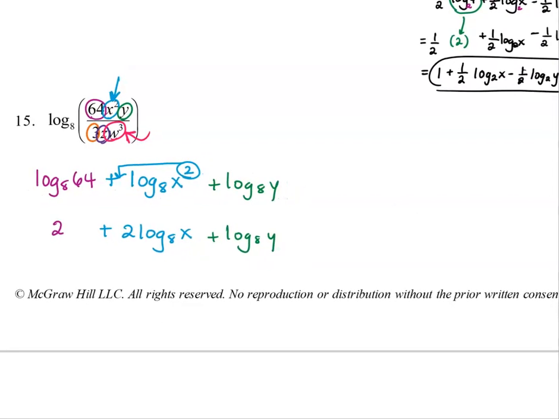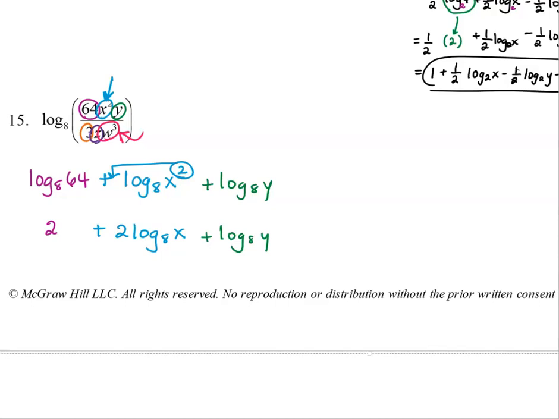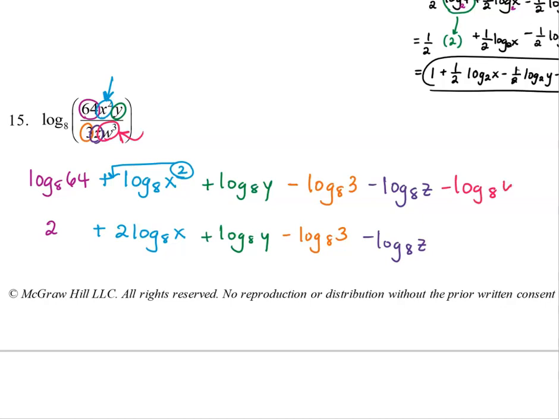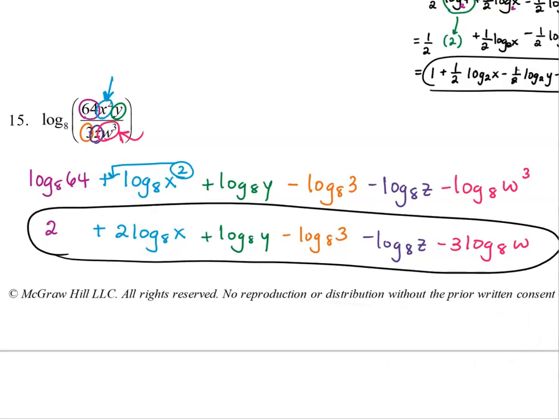I don't have to bring any exponents down from the y in the numerator because it's just a log base 8 of y. Moving on to the ones in the denominator, we first have that 3 in the denominator. Because it's in the denominator, it's in a negative logarithm. So we have a negative log base 8 of 3, followed by a negative log base 8 of z. There's nothing we can do to simplify that either. And then the last thing we have in the denominator is the w cubed. So we have a negative log base 8 of w cubed, and then we can use the power rule to bring the exponent of 3 down in front of that logarithm. And there's our final answer.